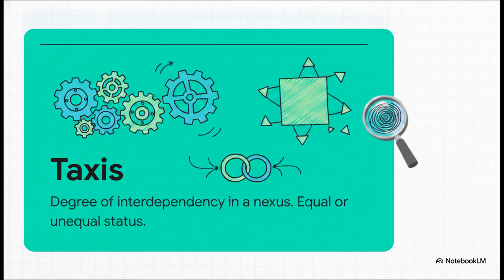Welcome to the very first dimension of our systemic matrix, and that is taxis. Taxis dictates the gravitational pull and structural hierarchy between clauses. Coming from the Greek word for arrangement or order, it's the degree of interdependency between clauses in a nexus. Simply put, when two clauses bond together, you have to ask, do they hold equal status or unequal status? Is one completely dominating the other?